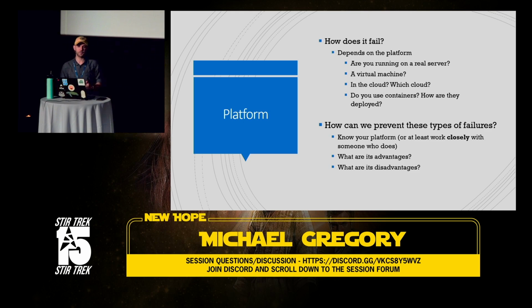So how do we prevent these types of failures? Know your platform, or at least work very closely with someone who does. My team works closely with the search team at Overdrive, so they actually don't need to know as much about what's going on underneath because we're working closely, we understand their application, we know what they're trying to do. But then also, when you know your platform, think about what its advantages and disadvantages are. It can be easy to go, oh, the cloud is the best, without thinking about, well, what do I lose by going into the cloud?